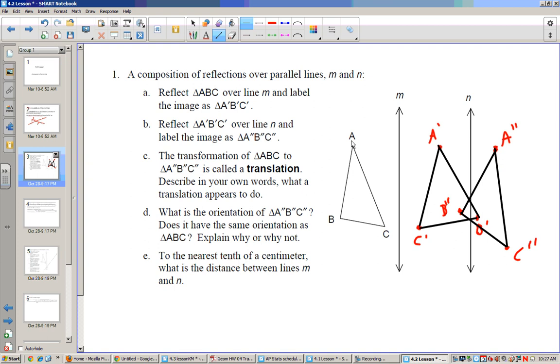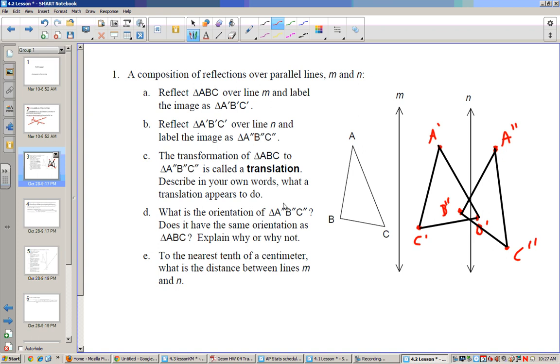And if you did it much better than I did, it will look like this: your original triangle is just translated over. So part C says the transformation from triangle A, B, C to triangle A double prime, B double prime, C double prime is called a translation. Describe in your own words what the translation appears to do. And you can just say it shifts to the right, it slides to the right. Those are words that people typically use.